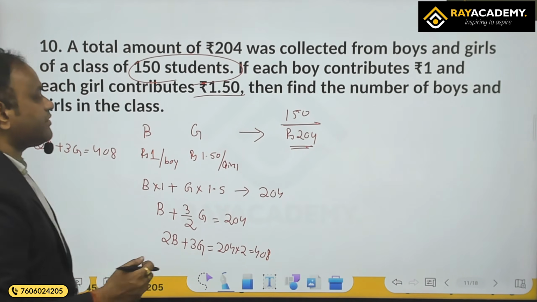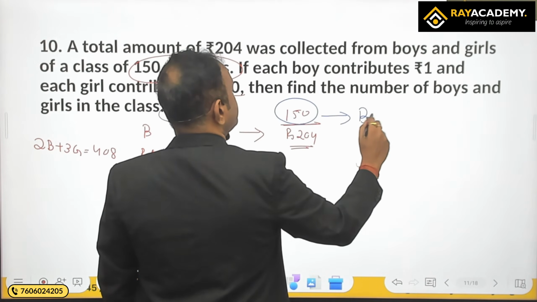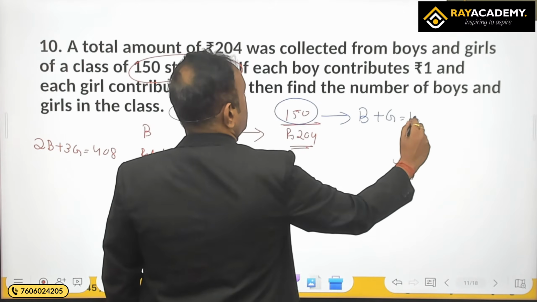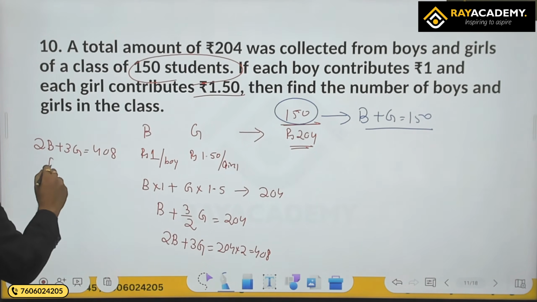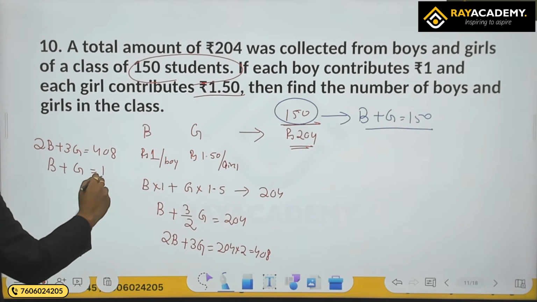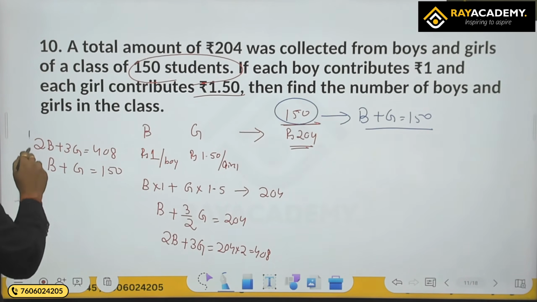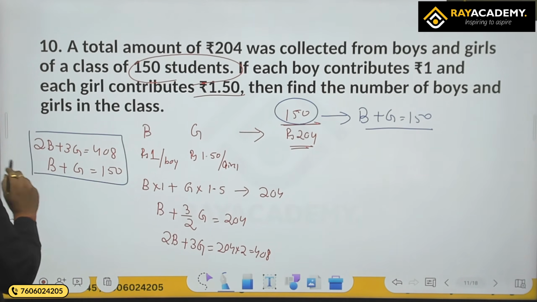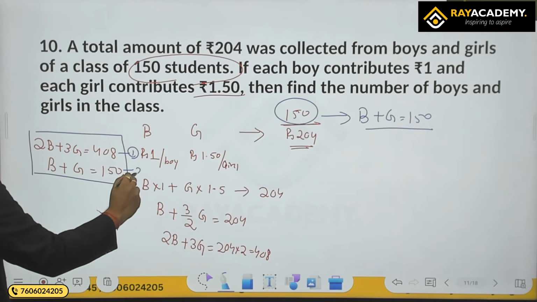But unknowingly there is another equation they have given. What is 150? 150 is 1B plus 1G, that is the number of boys plus the number of girls. So here also it is given B plus G equals 150. Now what is your job? You have to solve this and get the values of B and G. So how to do this? We will use the elimination method.